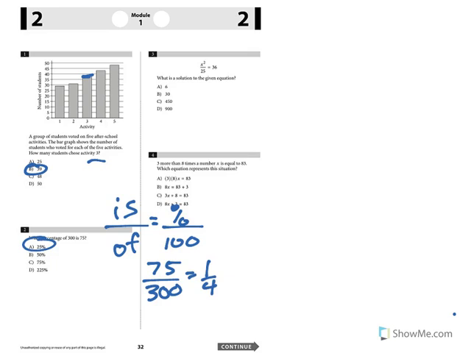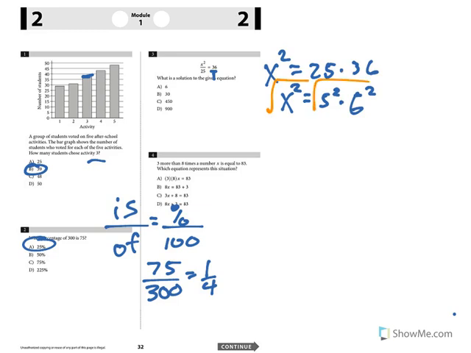For number 3, if I cross multiply, since the 36 is out of 1, I get x squared is equal to 25 times 36. Now, if we want to do this without the calculator, which I always think about even though I know we have it, I've got 5 squared times 6 squared, so taking the square root of both sides will just be 5 times 6. Alternatively, if you multiply it out, you're going to get 900, and the square root of that is going to be 30.